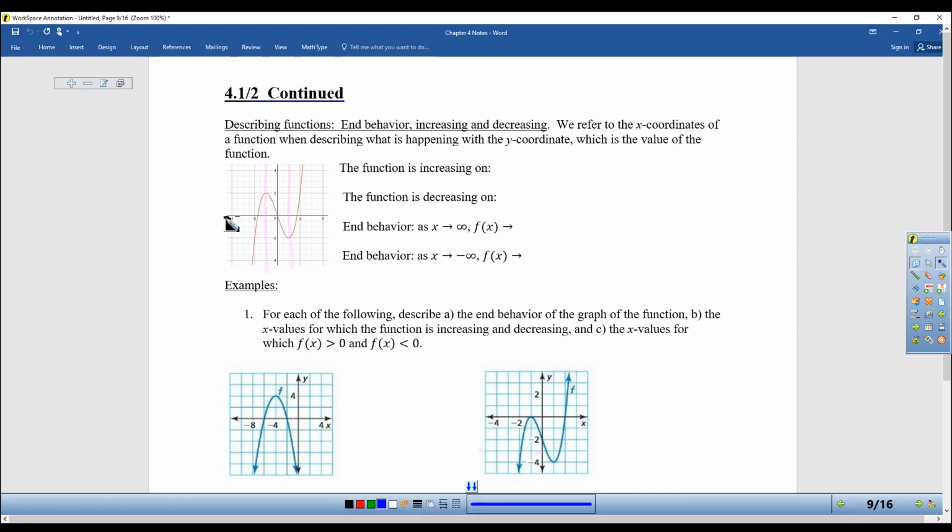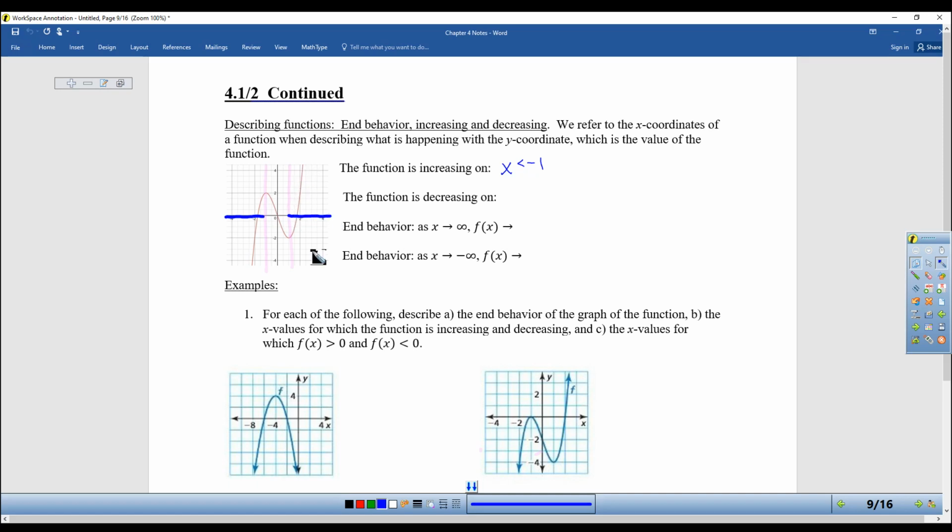So I'm going to start over here, always start on the left, and I'm actually going to draw my line on the x-axis. So where is my function increasing? It's increasing to the left of negative 1. So when x is less than negative 1. And then it's also increasing again, starting here. Notice I stay on the x-axis.